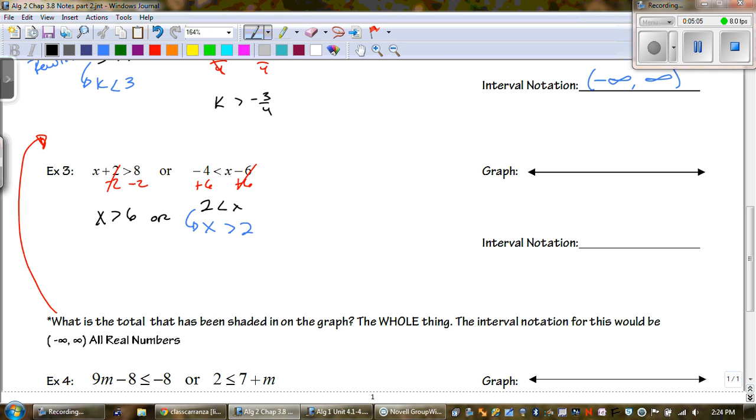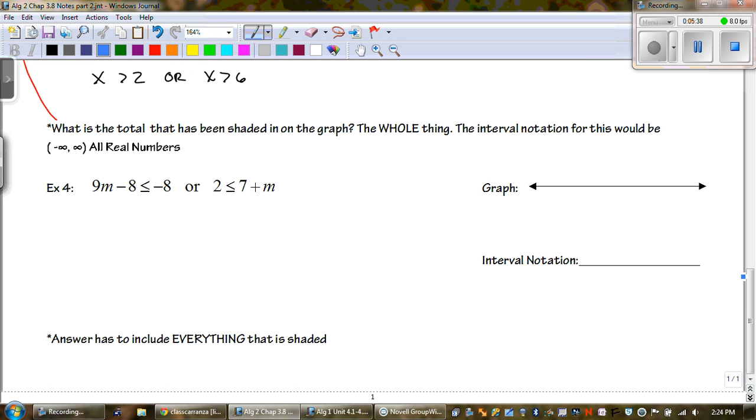We always want to put these in order from least to greatest. So there's our 2 and there's our 6. At 6 it's open and we're shading to the right. At 2 it's open and we're shading to the right. Now when we go into interval notation, it's open at 2 and it goes all the way to positive infinity.